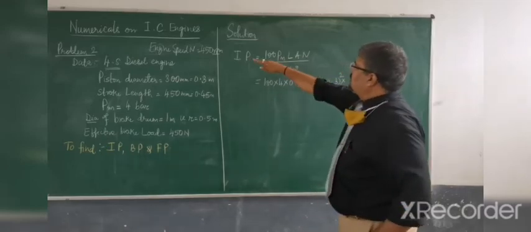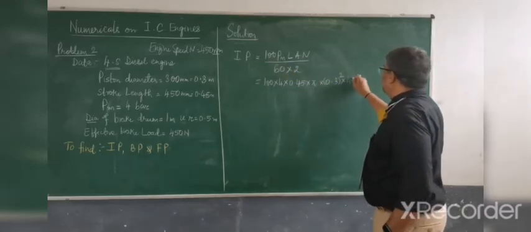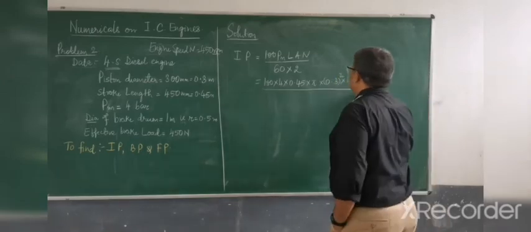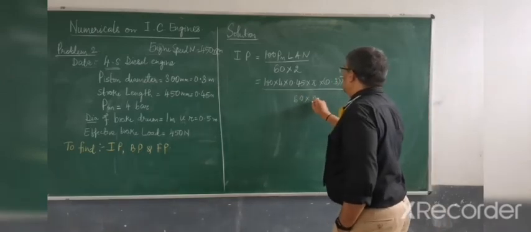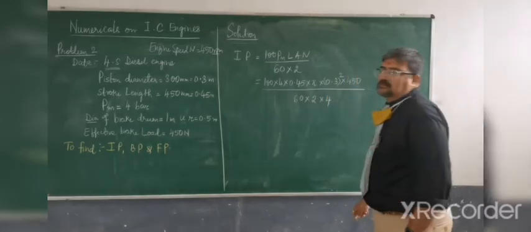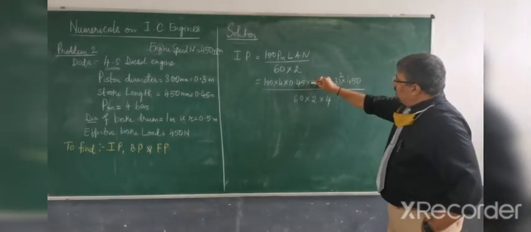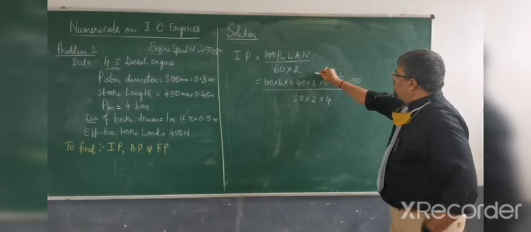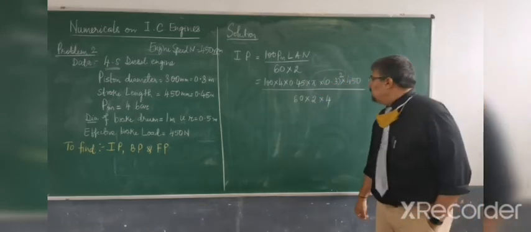And the engine speed is 450 rpm. This divided by 60 into 2 into 4. Okay, so this part, as I said, will give you the area. If you know the diameter, you can find out the area as pi d square by 4.